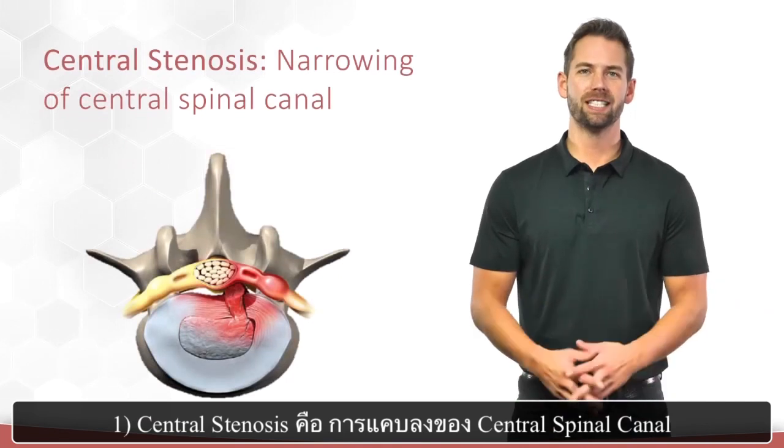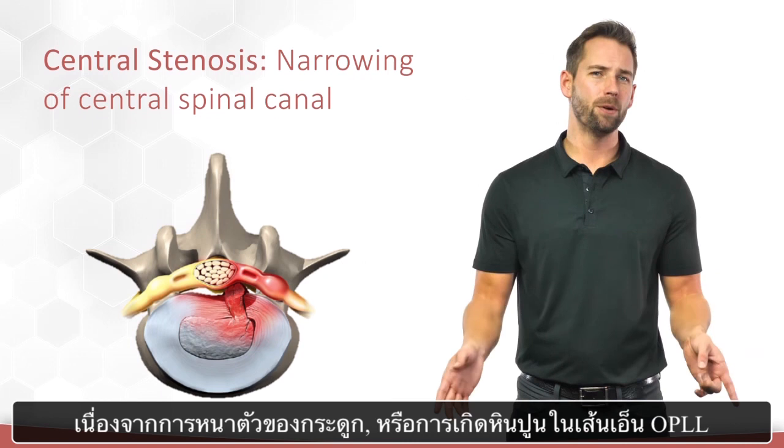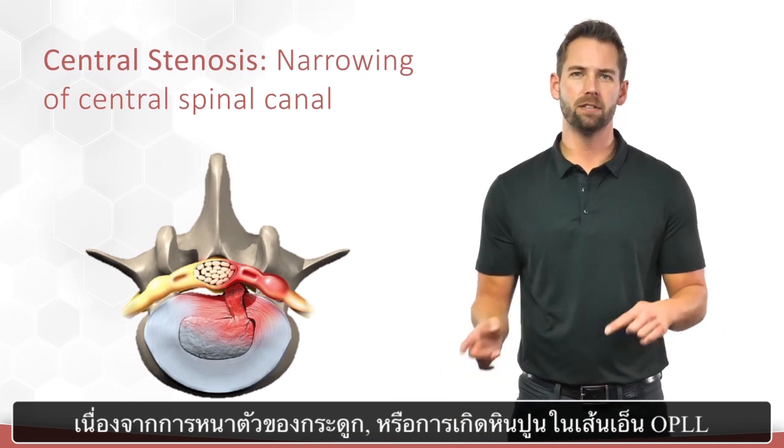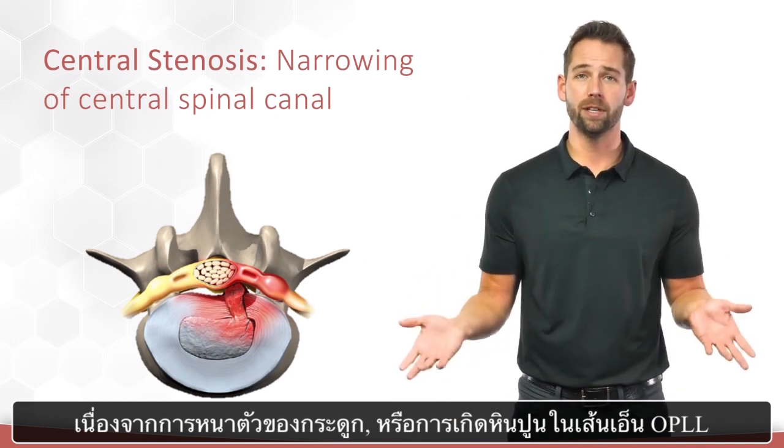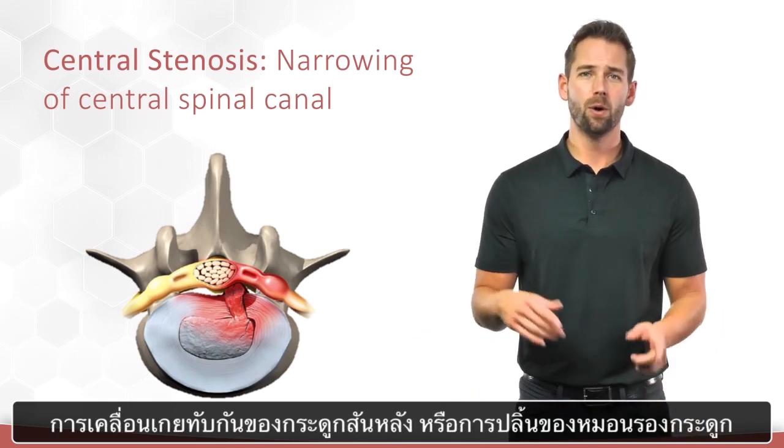Central stenosis is the narrowing of the central spinal canal or vertebral foramen due to bony hypertrophy, ossification of ligaments such as the PLL and/or ligamentum flavum, anatomical displacement of one vertebrae over another, or bulging of a disc.